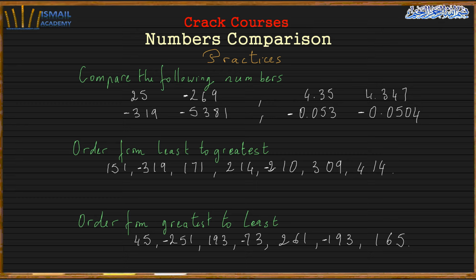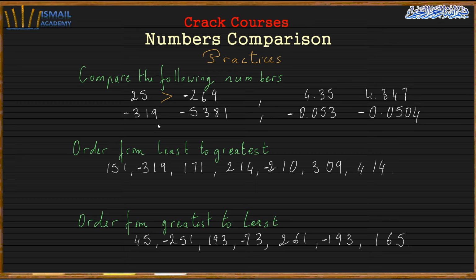So we're going to start with the first set of questions. Here they ask me to compare the following numbers. Here we have 25 and minus 269. We already know that every positive number is greater than any negative number. So that means this one is greater. I don't need to check any place value or anything else. So positive versus negative, positive is always greater.